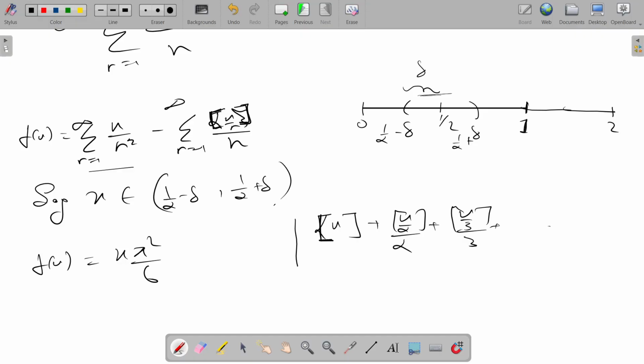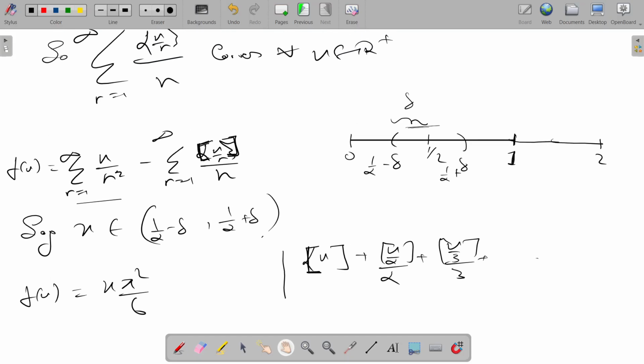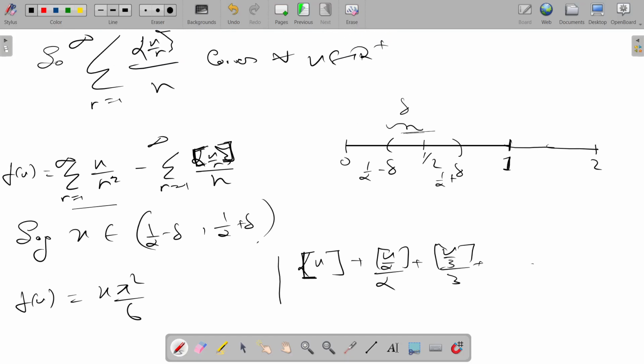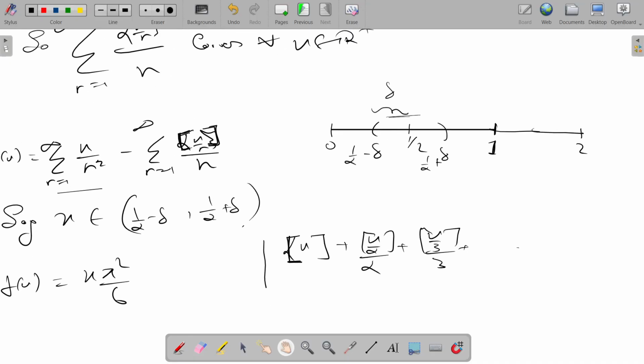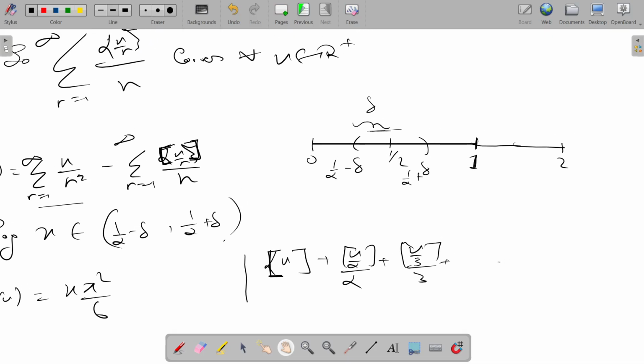One more thing. We chose delta such that half minus delta is greater than 0 and half plus delta is less than 1. Such a delta exists, right? We can choose a delta such that this part is less than 1. I actually forgot to mention, we don't want to include 1, and we will see why. So delta is such that half plus delta is less than 1.